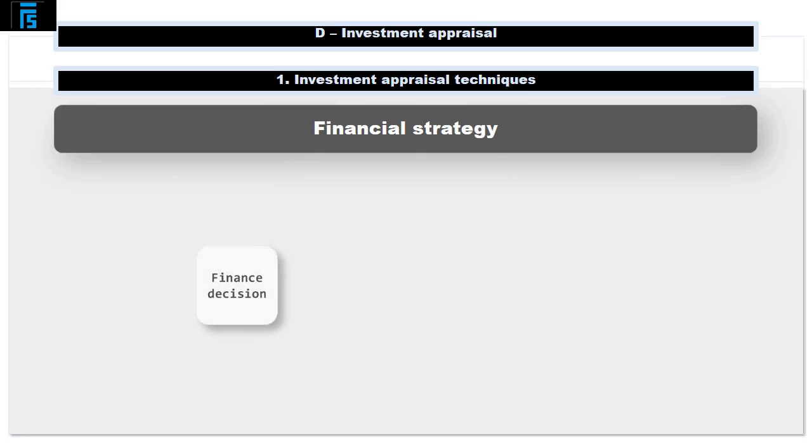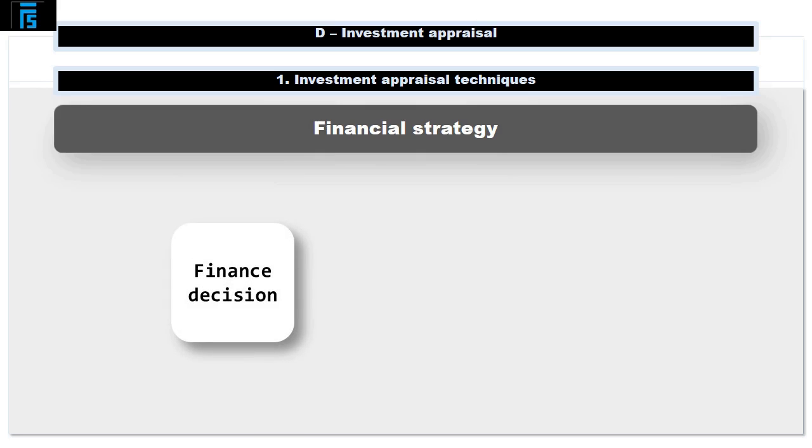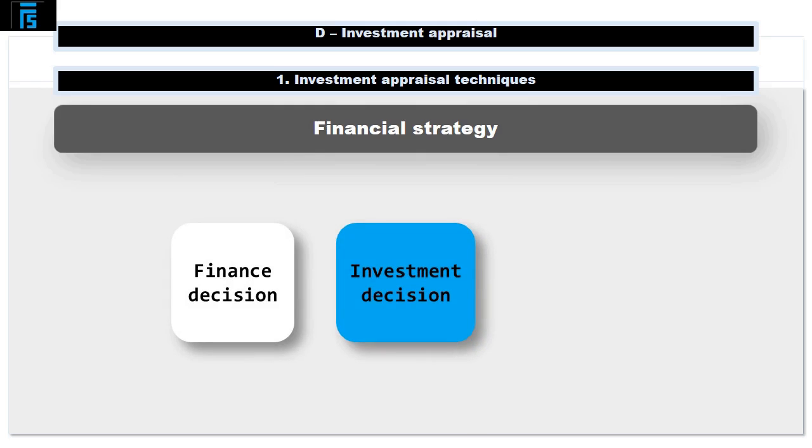The finance decision, where do we get our money from? The investment decision, what do we spend it on? And the dividend decision, do we return our money to our investors or do we retain it to reinvest? During this part of the course, we're focusing on the investment decision. What do we spend our money on?